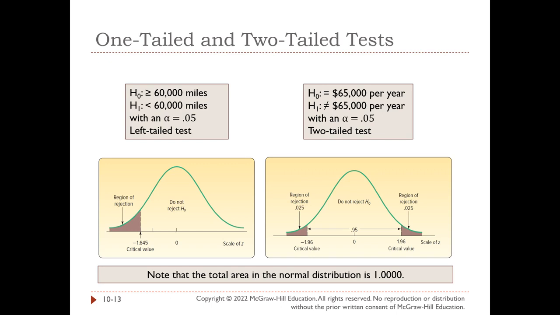So it changes just a little bit with the two-tail. But again, look at the symbols. Greater than or less than, our alternative. Here we have not equal. Not equal is always going to be a two-tail.